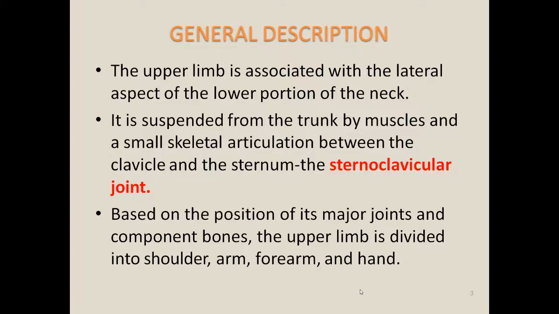The upper limb is associated with the lateral aspect of the lower portion of the neck. It is suspended from the trunk by muscles and a small skeletal articulation between the clavicle and the sternum, that is called the sternoclavicular joint. Based on the position of its major joints and component bones, the upper limb is divided into shoulder, arm, forearm, and hand.